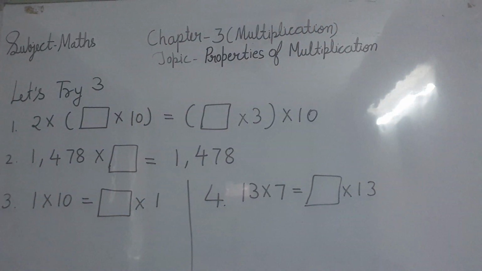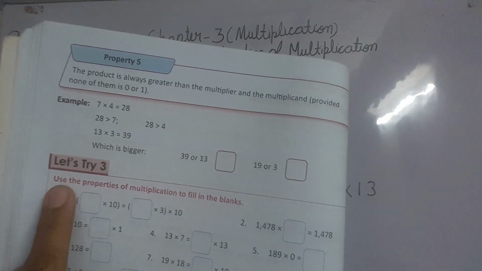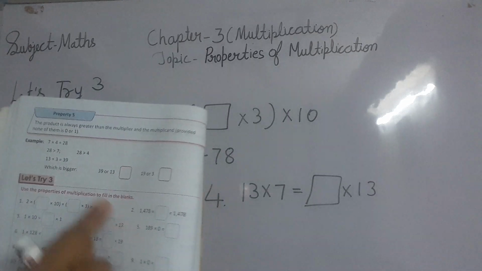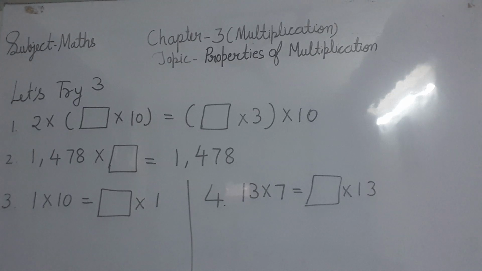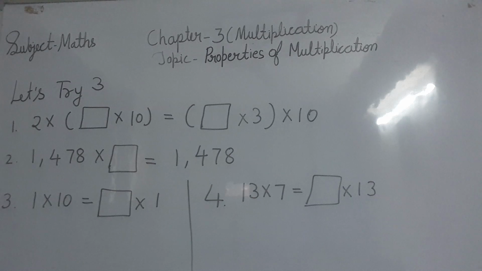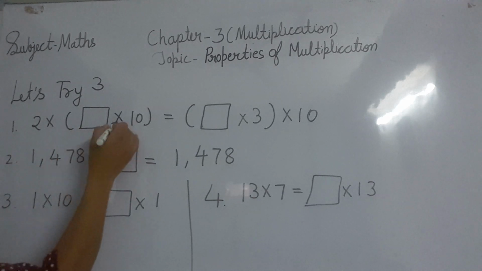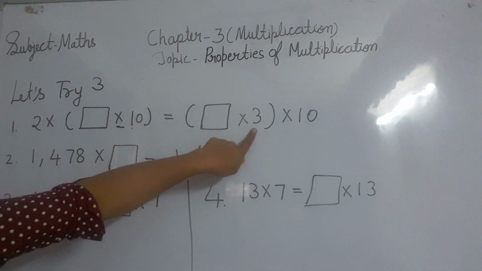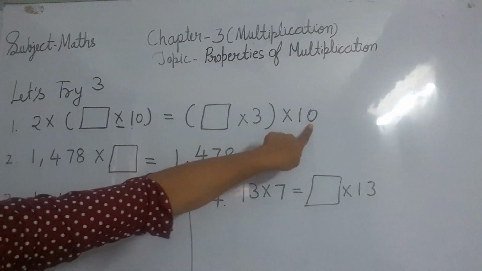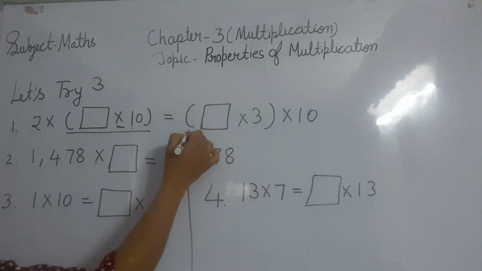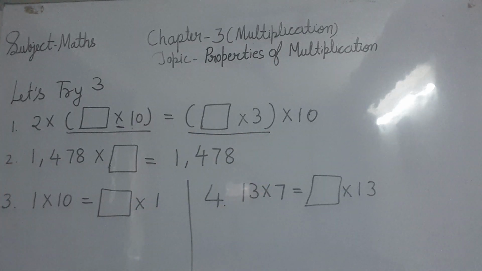The first problem here. See, first read the instructions. What you need to do here: use the property of multiplication to fill in the blanks. Now here we have to use the multiplication properties. The first is, they have given us 2 multiplied by 1 blank we need to fill, then a multiplication sign, then 10. And here also 1 blank, a multiplication sign, then another number and then multiplied by 10. And see here, they are making these two groups. So it's the grouping property.